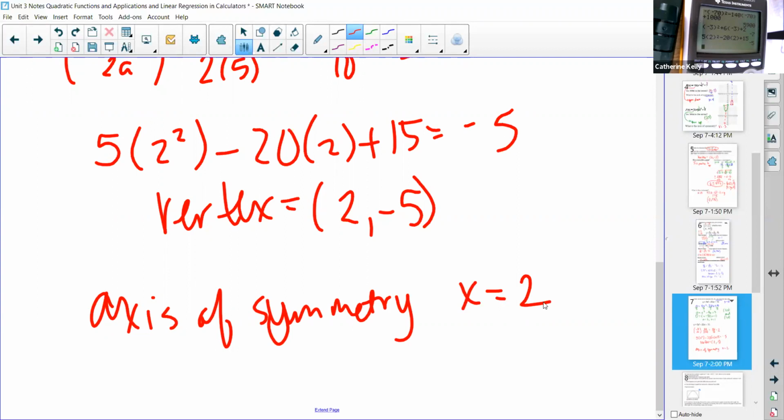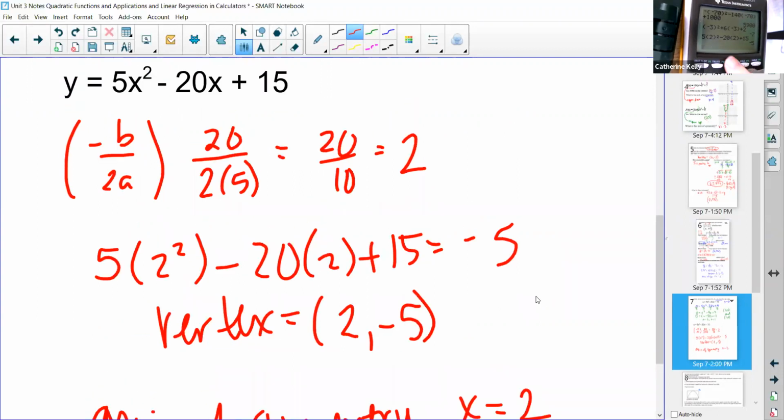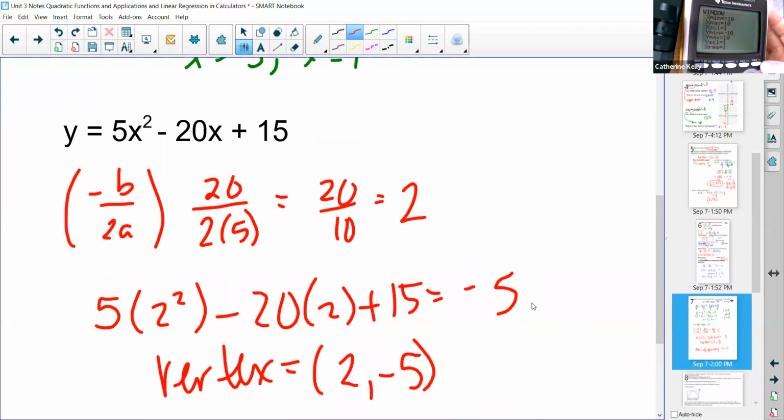Now I'm going to check all my work, and I'm going to put that into my calculator. Y equals, and I'm going to do 5x squared minus 20x plus 15, and then I'm going to go to my window, and my vertex is 2, negative 5, so I'm going to do the negative 10 to 10 thing again. That's cool, and I'm going to graph.